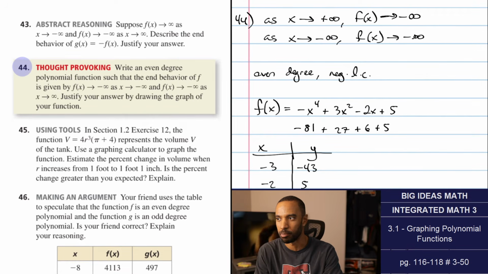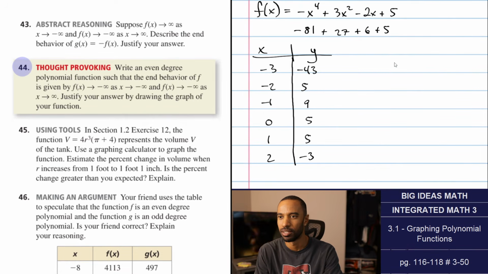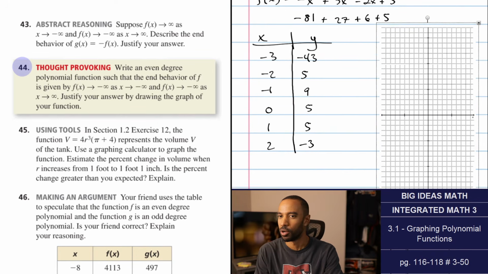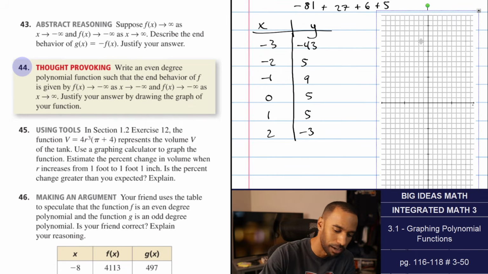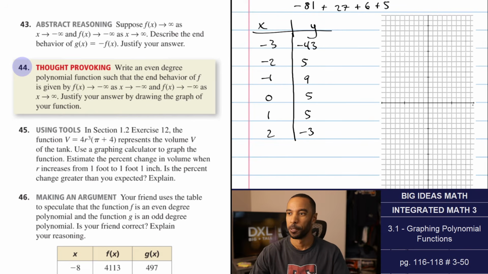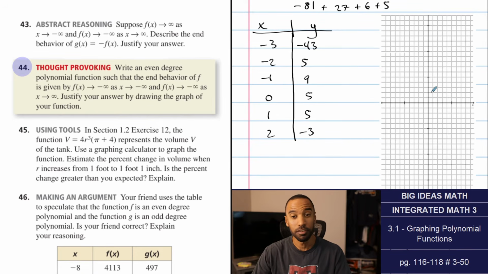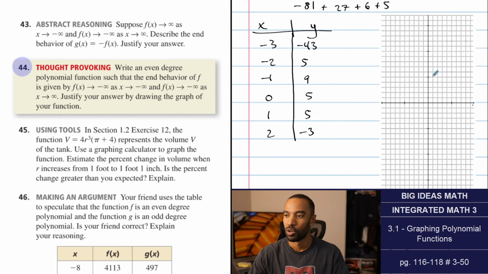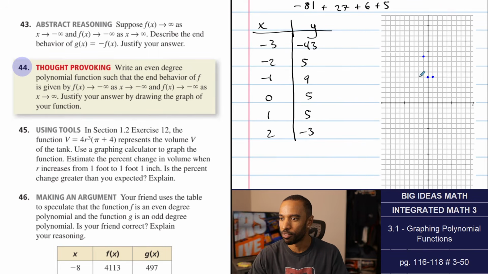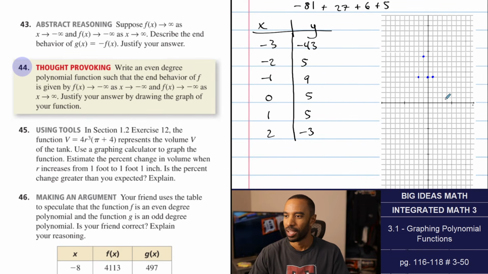This didn't copy and paste. Hold on. Copy, paste. Okay. So let's confirm the end behavior here. I'm not doing more than that. I could have used the graphing calculator. So: 1, 5; 0, 5; negative 1, 9; negative 2, 5. I kind of like this one. 2, negative 3, and then negative 3, negative 43, which I can't fit. But you can tell it's going to go down forever after that.